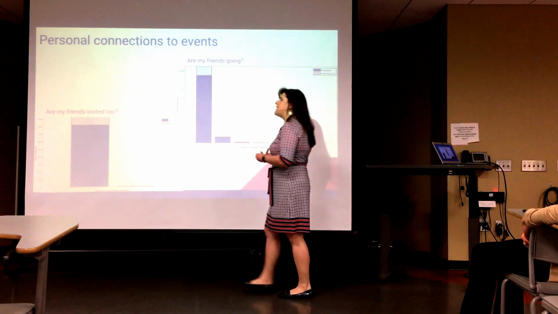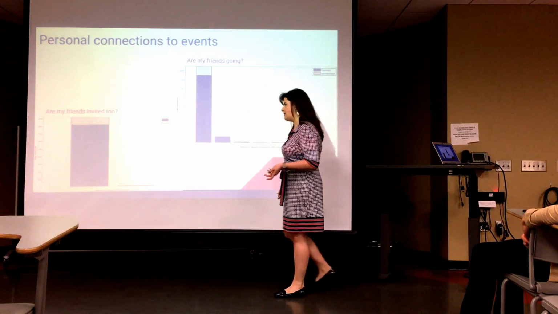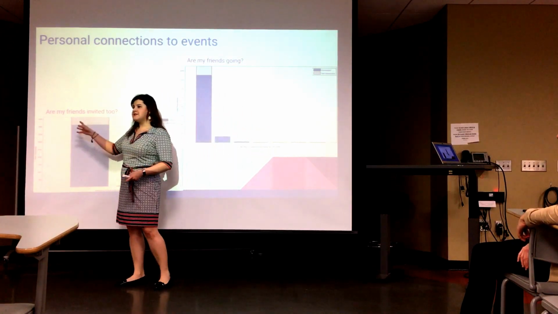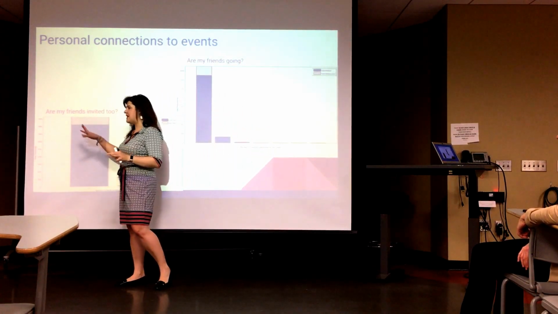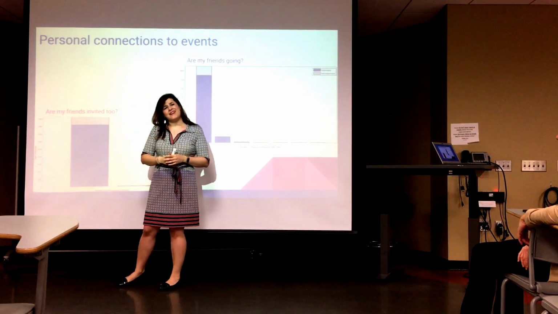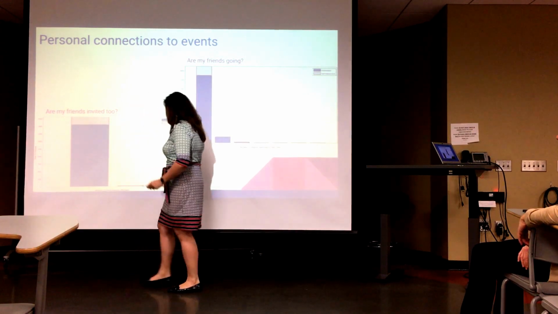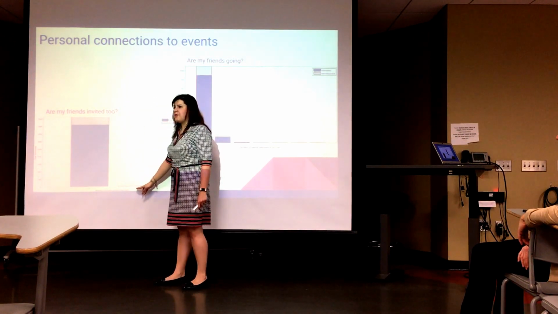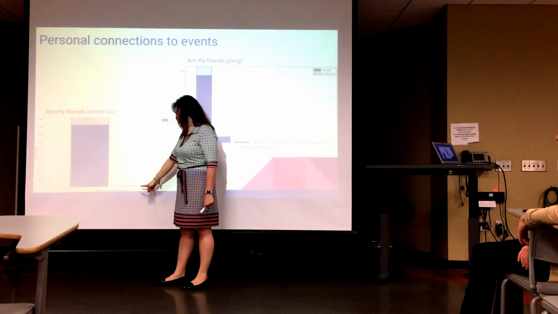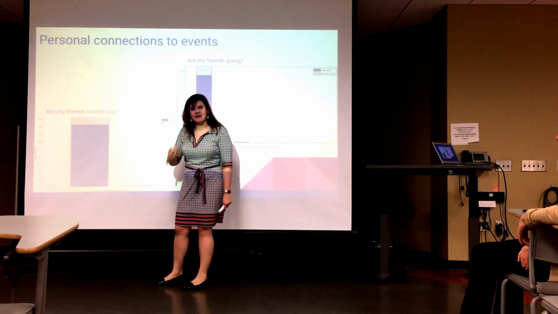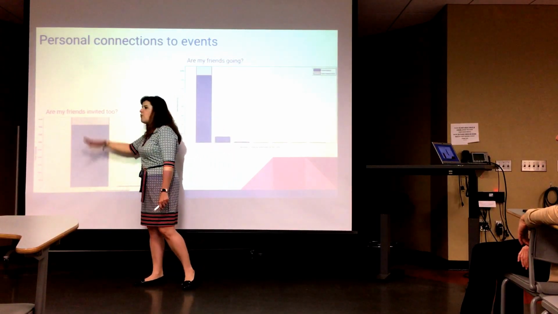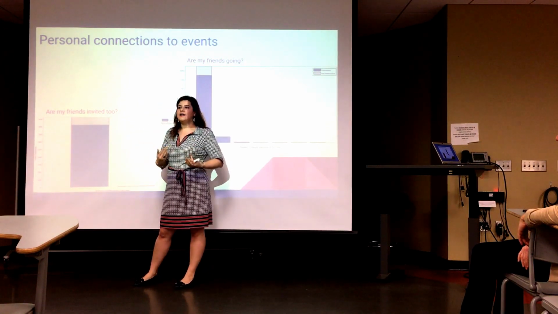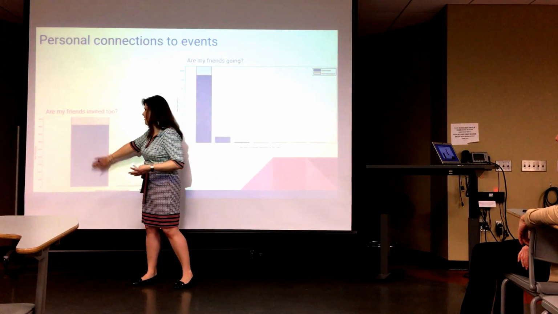Here we are investigating personal connections to an event. For example, what is the effect of my friends in that event? For example, are my friends invited to that event? And here we see that this is 0 and this is 1. So 1 means that my friend is invited, okay? And here is a tiny line, but I'm going to explain it. As we can see, for most of the users, their friends are not invited, from that form.